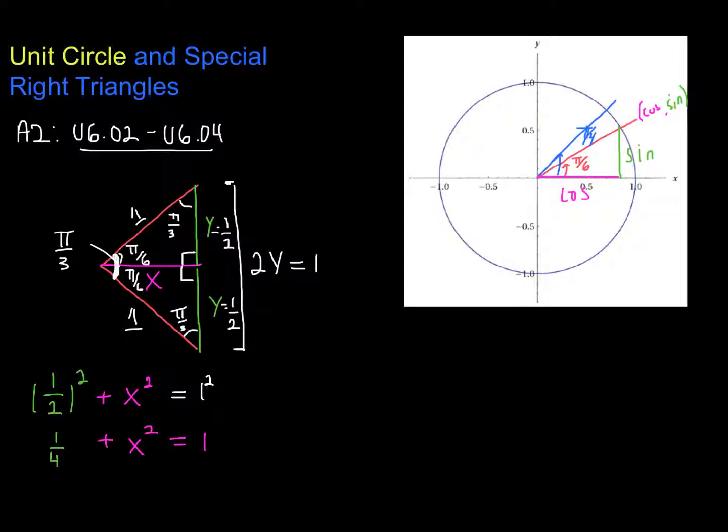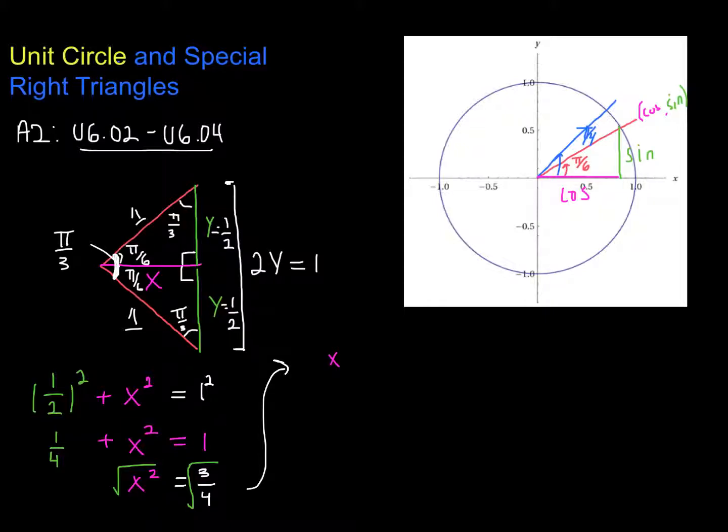And then by subtracting 1/4 from both sides, I get that x squared is equal to 1 minus 1/4, or 3/4. Okay? I'm going to square root both sides of my equation. Okay? Bring my work up here. And x squared, square rooted, is x.